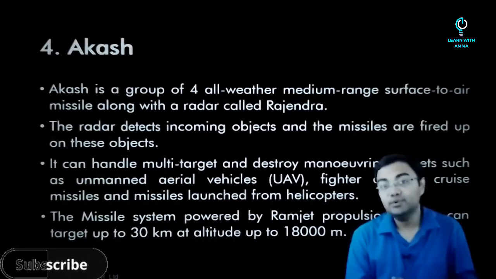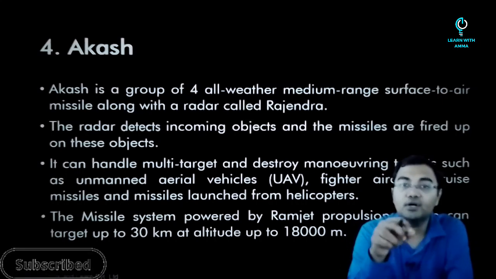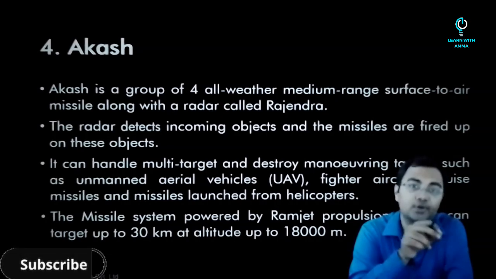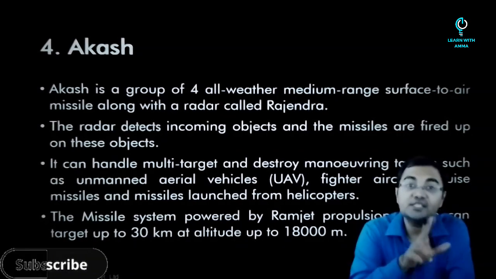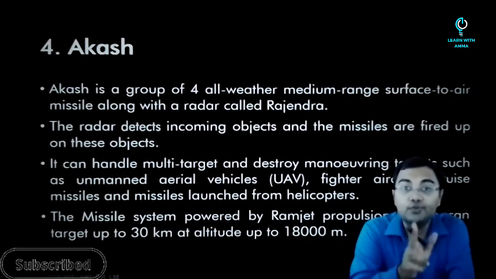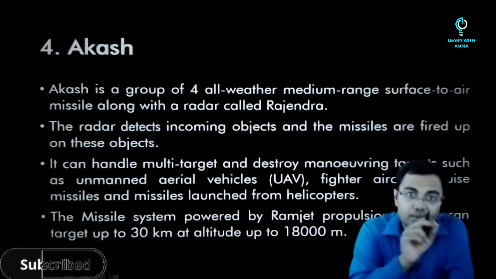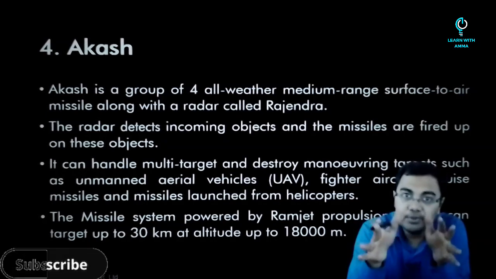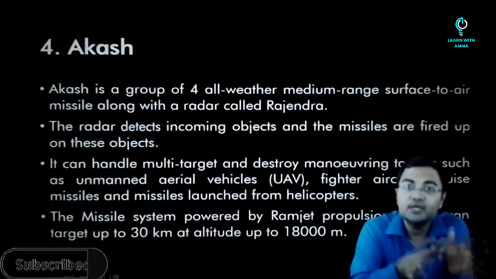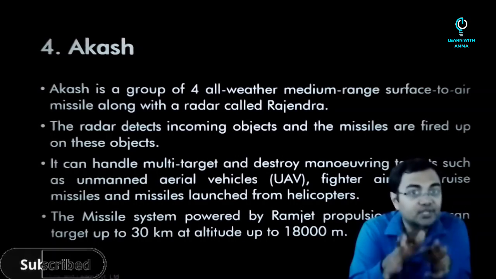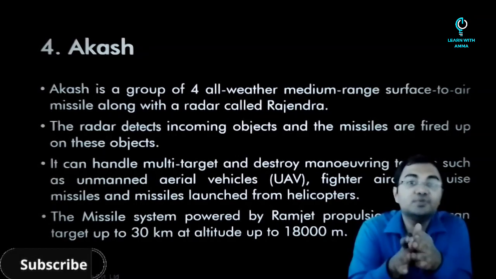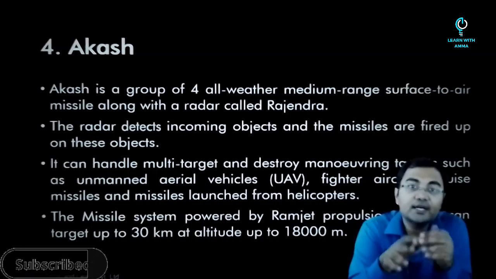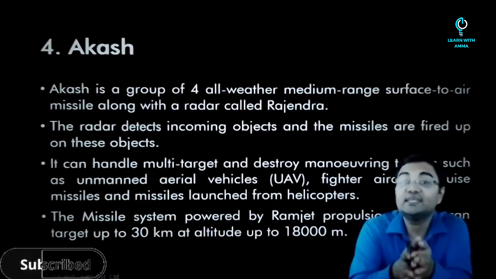Now, one more thing that you have to understand, that when we talk about destroying an incoming target, whether a missile, aircraft, drone, whatever it may be, Akash is capable of destroying up to 12 such targets at once. Because when you talk about the launchers of Akash, there can be 4 launchers at a time that can function. All these 4 launchers can have 3 missiles each, and all these 12 missiles can function together. When it comes to the radar, the Rajendra radar, it can track up to more than 60 targets at a time.